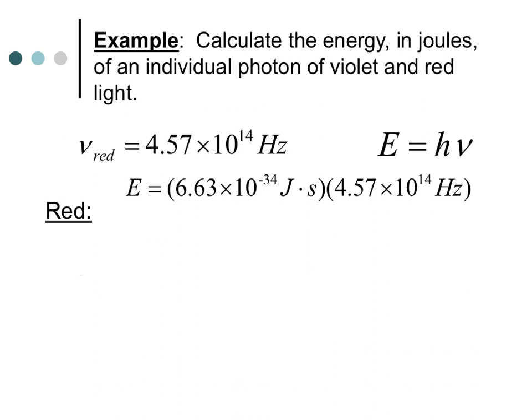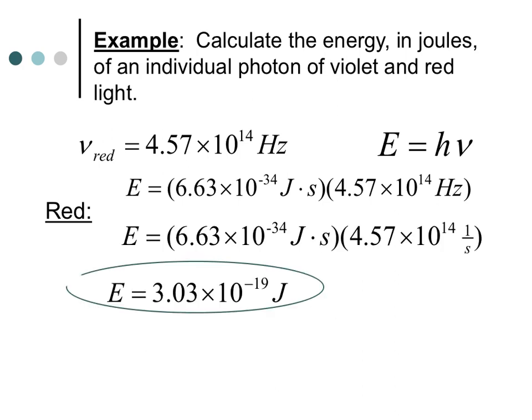Let's see if you can finish this one on your own. So to get the units to cancel, you have to turn the hertz into the inverse seconds, and then the seconds will cancel, leaving you in joules. And then for the math, when you multiply, you should get 3.03 times 10 to the negative 19th joules.